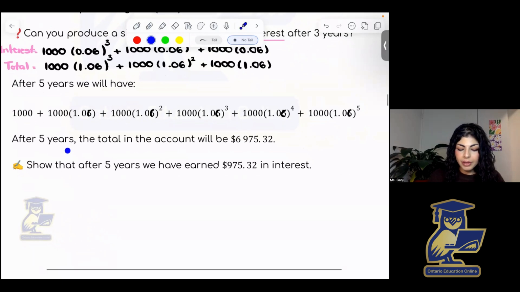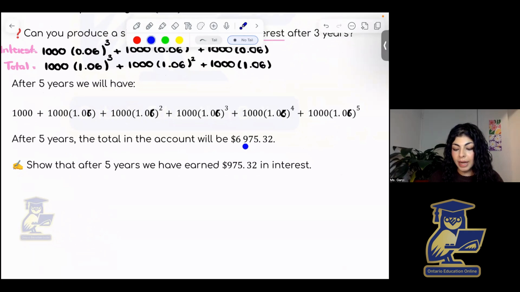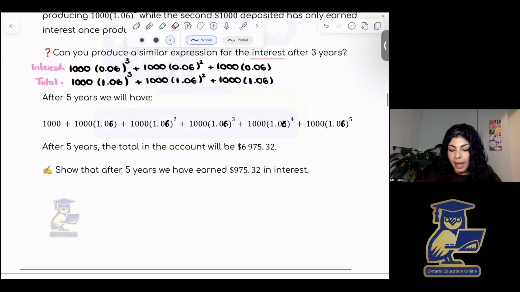So after 5 years, the total in the account will be $6,975.32. And this value is actually correct with the 1.06. So that's how much you will have if you invest $1,000 at the end of every year and you're earning 6% interest compounded annually. And now we're asked to show that after 5 years, we have earned $975.32 in interest.